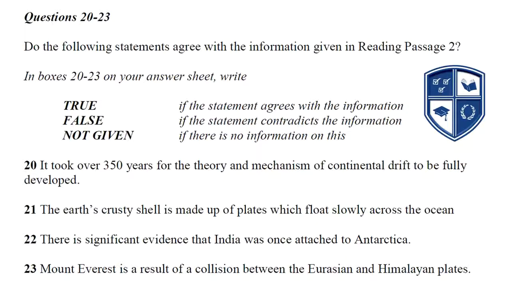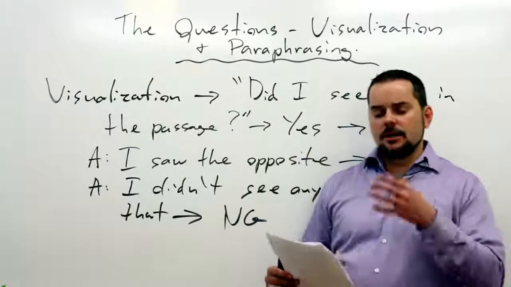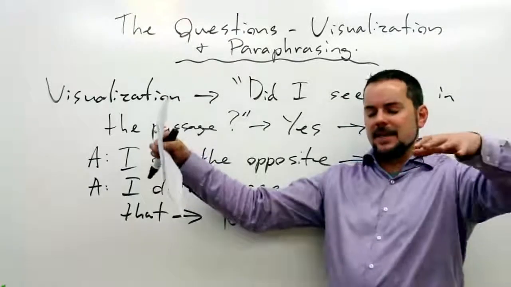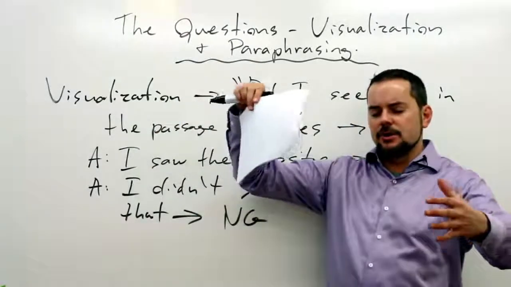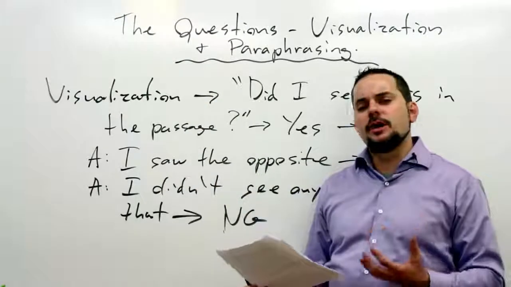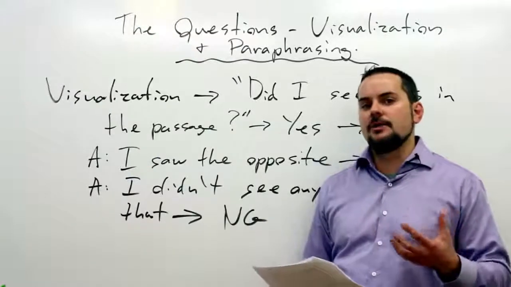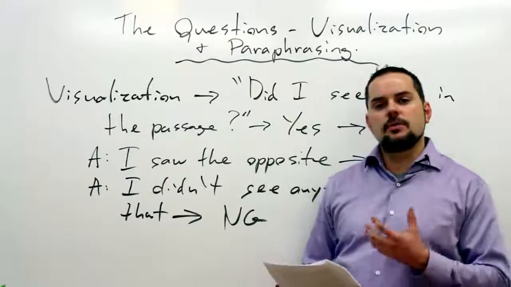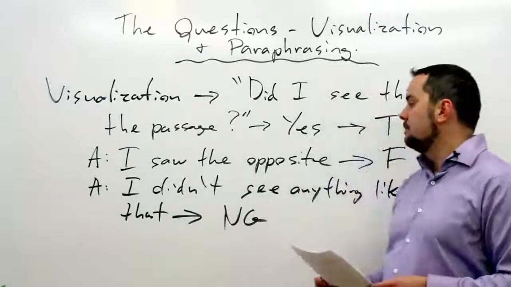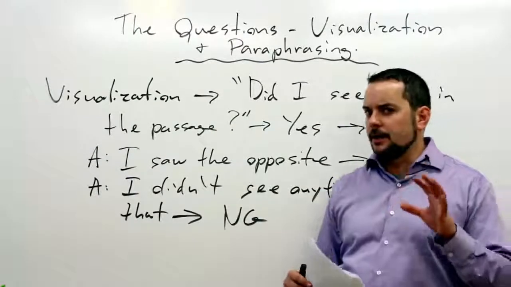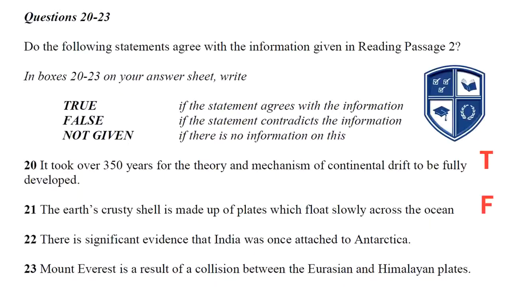The Earth's crusty shell is made up of plates which float slowly across the ocean. This is 21. When I visualize this, so when I close my eyes and I see these big plates floating like boats on the ocean, it's a strange visualization for me. It's too imaginary, it's too cartoony. I don't think our planet works that way. So this is where I know that there's a mismatch. I saw maybe not the opposite, but something quite different when I was reading the passage. So I don't think this will be a true answer. Therefore, again, that gives me confidence that it's false.